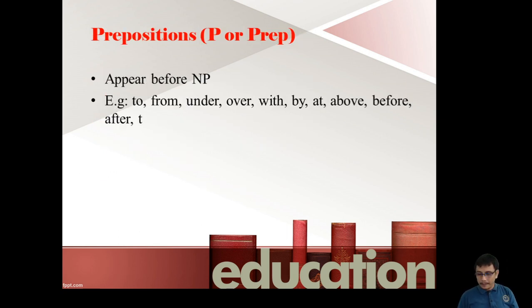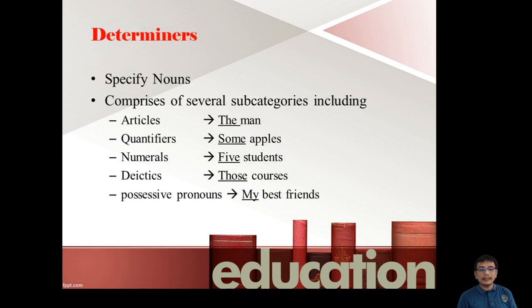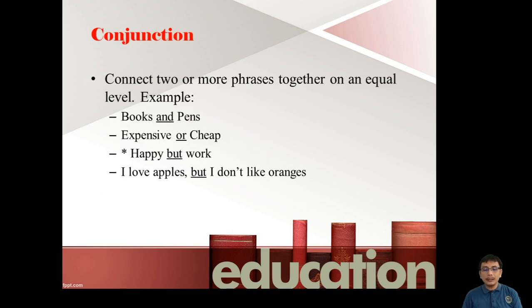And then next, I'm going to talk about preposition, as preposition is one of the most discussed parts of speech, the most discussed functional category. Preposition always occurs before a noun phrase. Example words like from, under, and so on. And determiners are words that can be used to specify nouns, and it is a relatively larger term because under this we have articles, quantifiers, numerals, deictics, and possessive pronouns. So this belongs to the determiners category. And then we have conjunctions.